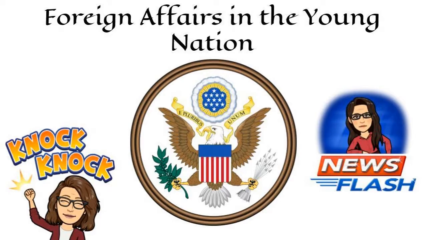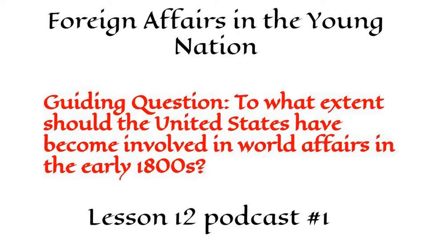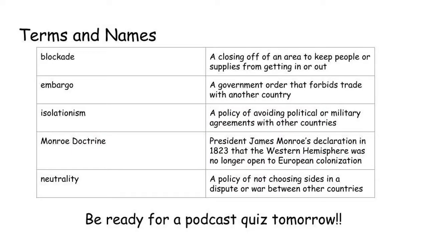We're going to move into lesson 12, which is entitled Foreign Affairs in the Young Nation. Last lesson was all about domestic issues that we had to take care of. And now we're going to branch out and see how our first four presidents have to deal with issues with foreign nations. Now, our guiding question in lesson 12 is, to what extent should the United States have become involved in world affairs in the early 1800s? And you have some important vocabulary to listen for and study as well: blockade, embargo, isolationism, Monroe Doctrine, and neutrality.